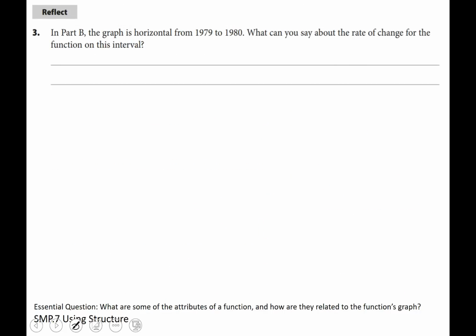All right, we've got one more here. Oh, we got to reflect a little bit. So in part B, the graph is horizontal from 79 to 80. What can you say about the rate of change for that interval? If it's horizontal, the rate of change is 0, right? It's not changing. So we'd say the rate of change is 0.